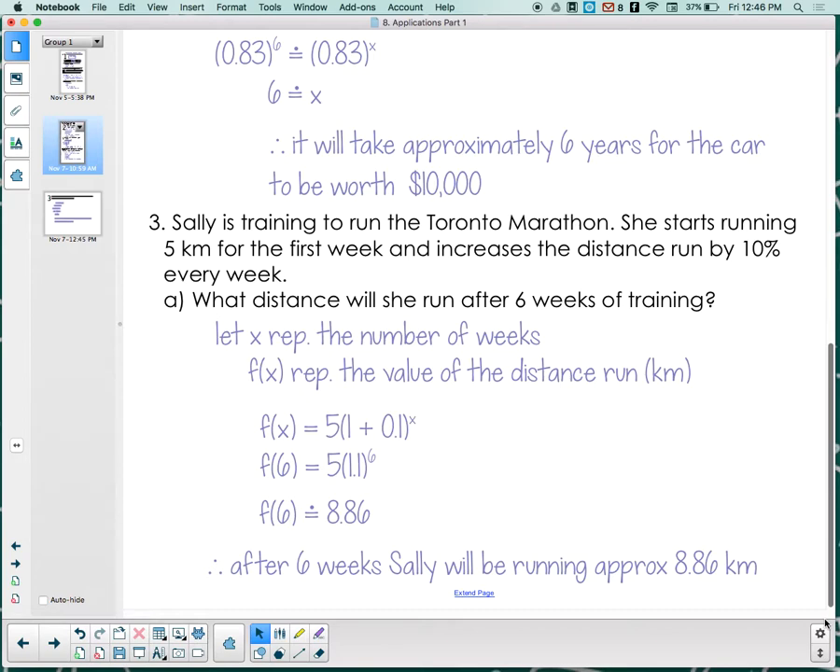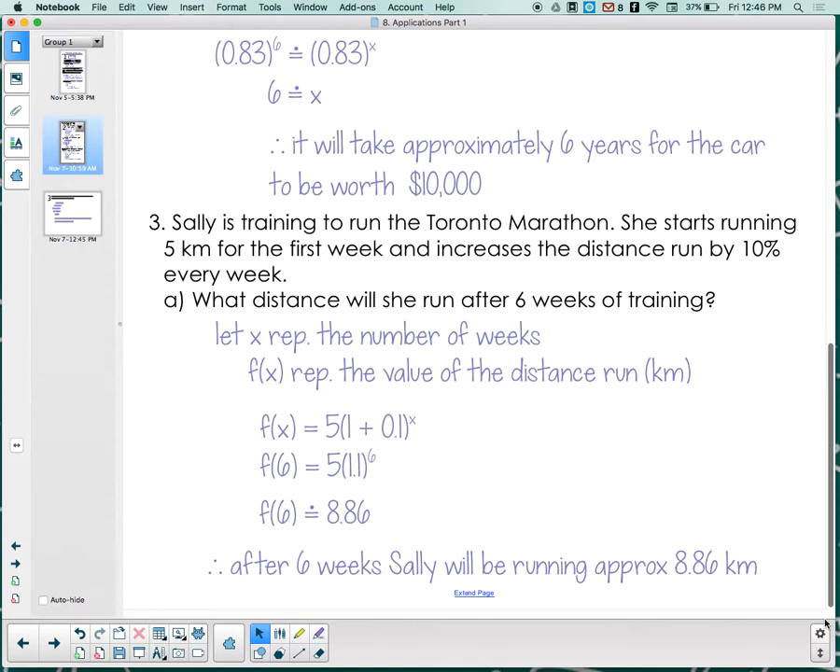Her first initial run was 5 kilometers, so that's the K value. Since we're increasing the amount she runs every week, B is going to be 1 plus the 10%. So it's now a plus since we're increasing. It's a minus when we're decreasing, plus when we're increasing. So here is 1 plus 0.1, so that's 1.1 is our B value.